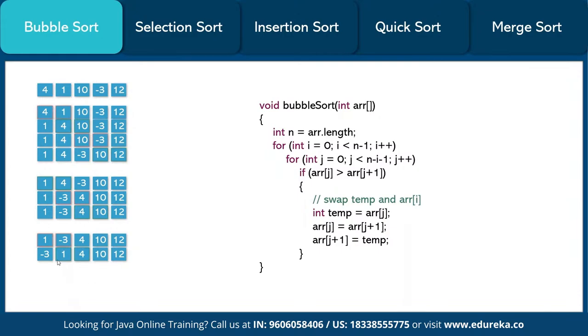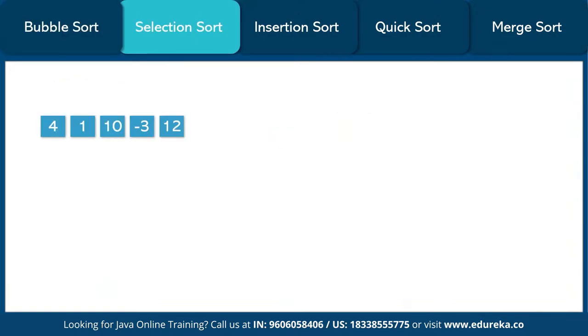As a result of this, minus 3 has come towards my left-hand side. My sorted values are present like this: minus 3, 1, 4, 10, 12. So at the end, this is how the output would look: minus 3, 1, 4, 10, and 12. You can clearly see that we have the values sorted in ascending order as a result of applying bubble sort.